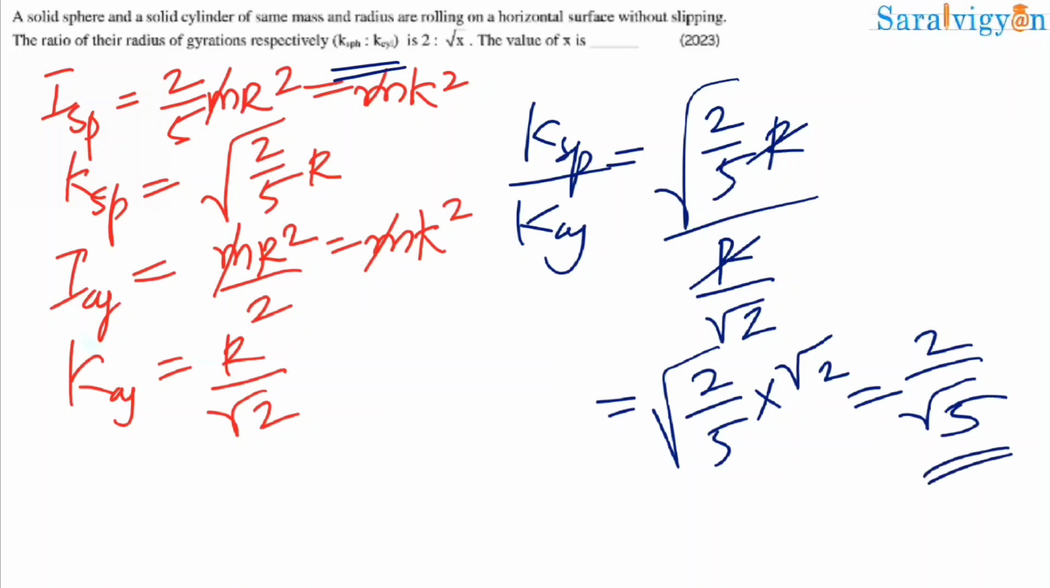In the question we are given, the answer would be something 2 by root x. So here with this we can understand that x is equal to 5. Our answer is 5.